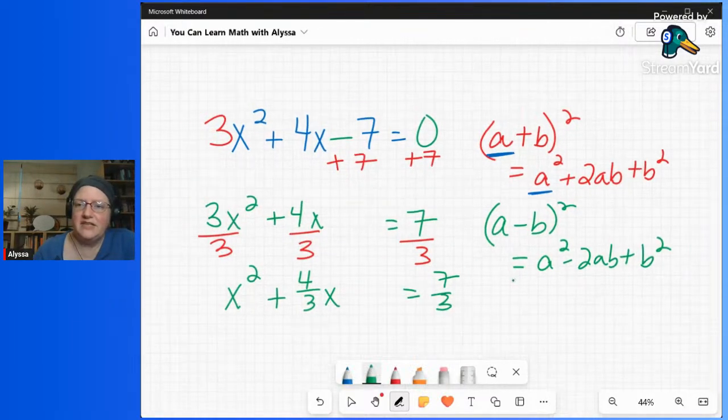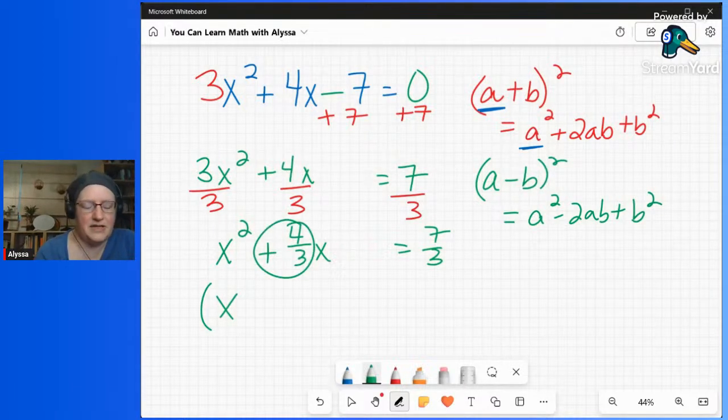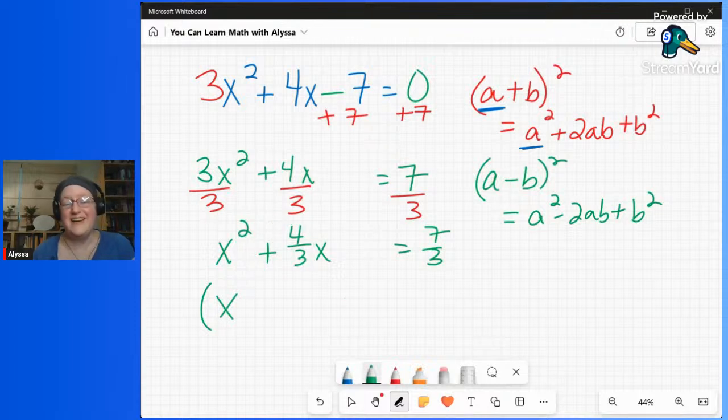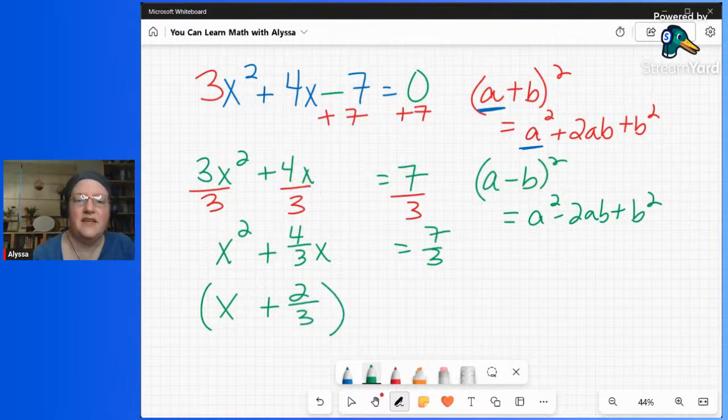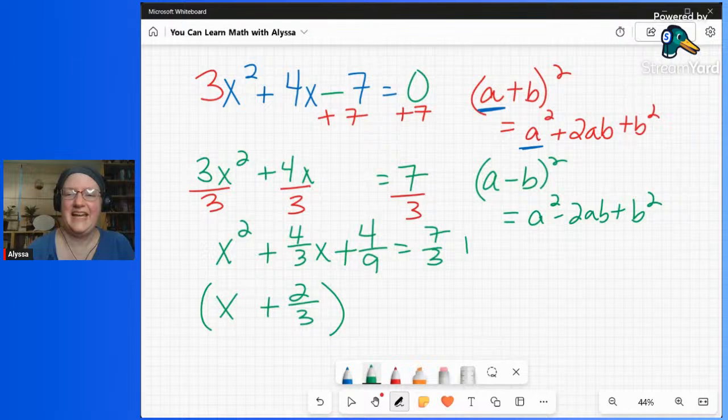All right, but I have to follow that same process to get to my (a plus b) squared. My a has to be x, and I need to get my b by dividing this by 2. So 4/3 divided by 2 is 2/3. So that's my b. And then to fill in this little bit right here, I have to square that. So 2/3 squared is 4/9. I have to add that to both sides. So now I have (x plus 2/3) squared equals 7/3 plus 4/9.